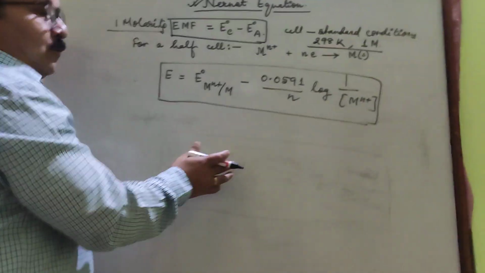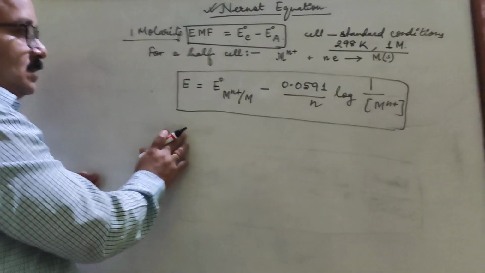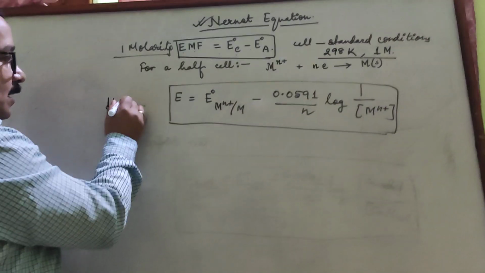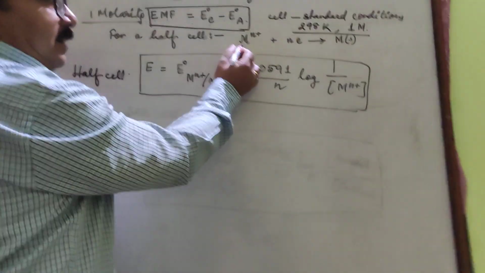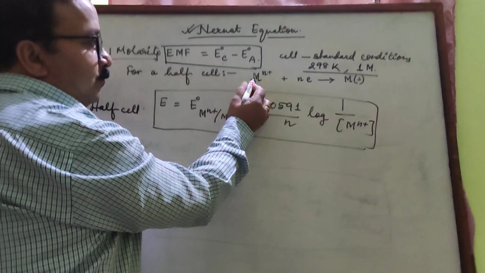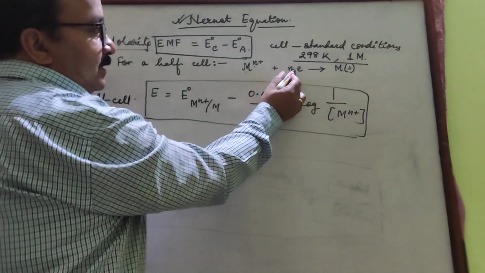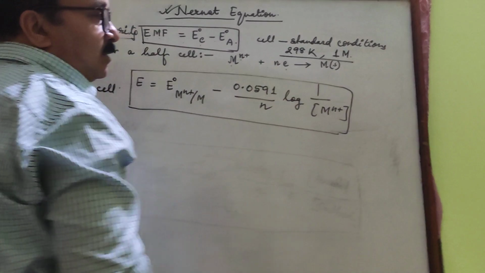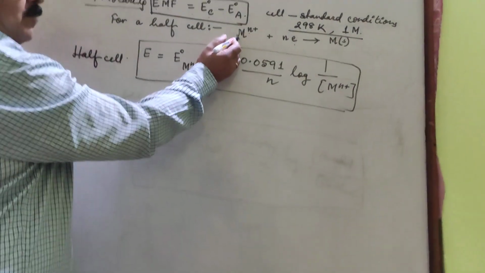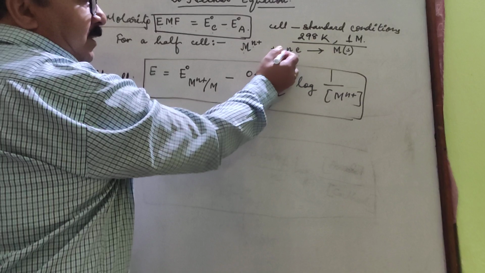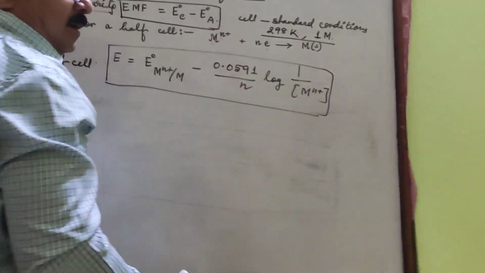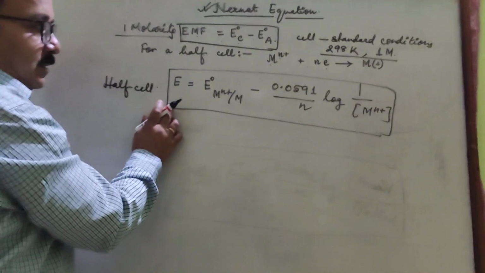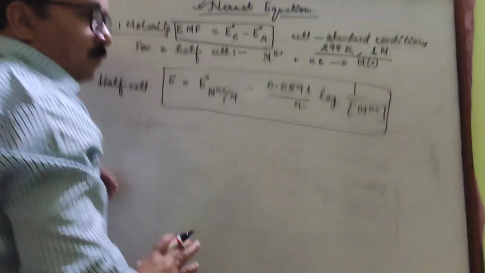Now, we know that in a cell there are two half reactions, oxidation half reaction and reduction half reaction. So first of all, let us write the Nernst equation for a half cell. Now for a half cell, suppose the reaction which is taking place is M^n+ plus n electron gives M solid, where M^n+ is the metal ion, n electron, number of electrons gained, and M is the metal in the solid form. For this half reaction, the Nernst equation is this one.